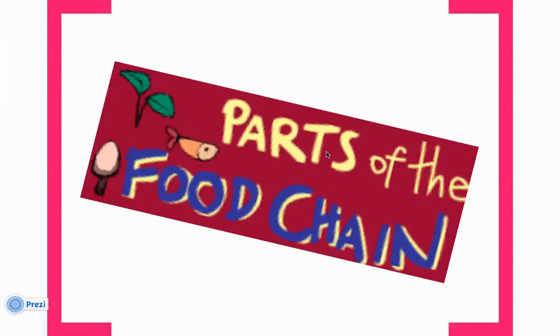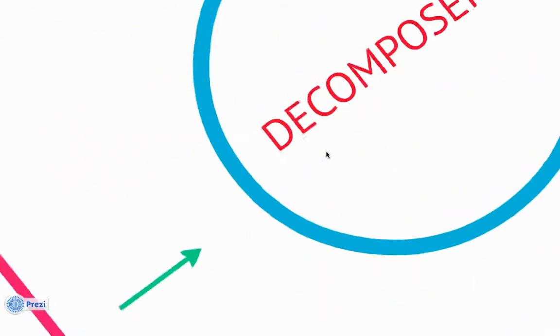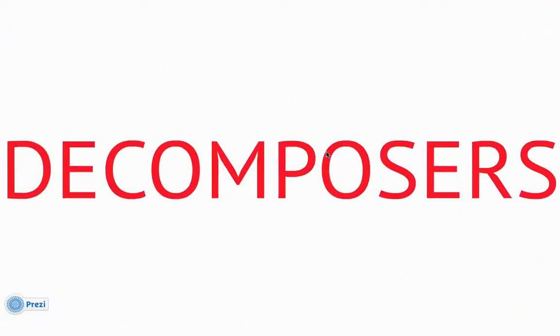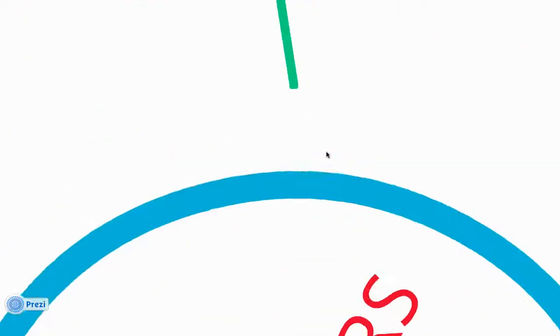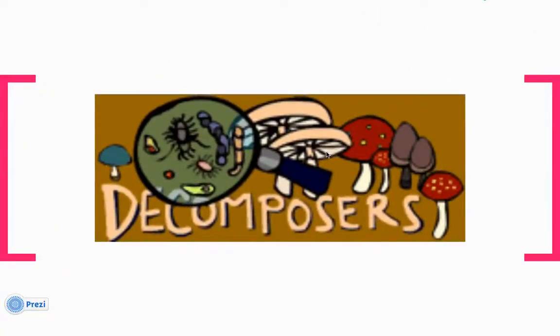Alright, the next part of the food chain is decomposers. Decomposers include bacteria and fungi, and they play an important role in nature. They eat decaying things such as dead plants and animals. As they eat, they are breaking down nutrients and decomposing the animals and plants. What happens next is that they break down the unused dead material and turn it into nutrients in the soil, which plants use to grow.